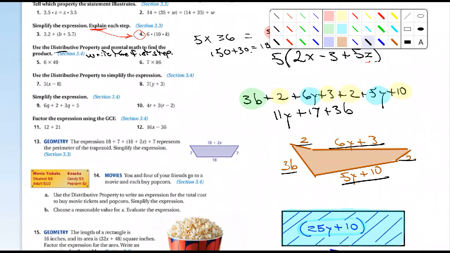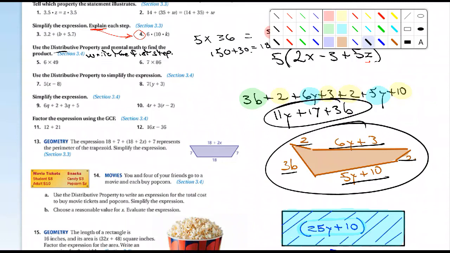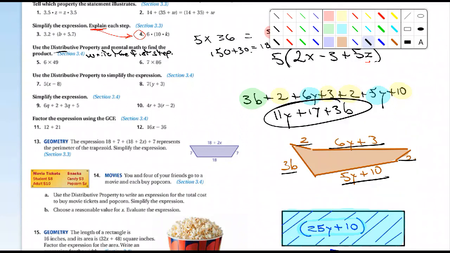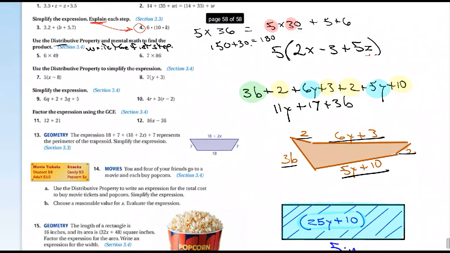Now, we can't do anything else with that. 17 is by itself. It's a constant. And then these both have different variables. We can't do anything with those. So that would be the perimeter of this figure. That's all you're doing. Okay? All right. And then, put up 20 points.